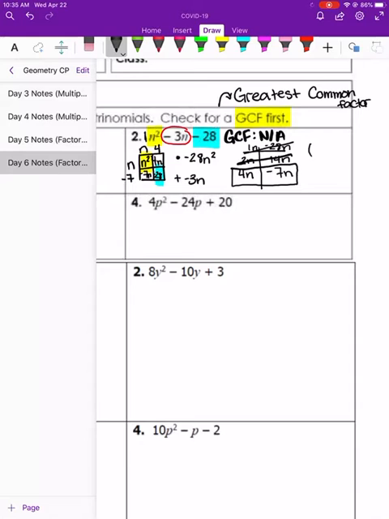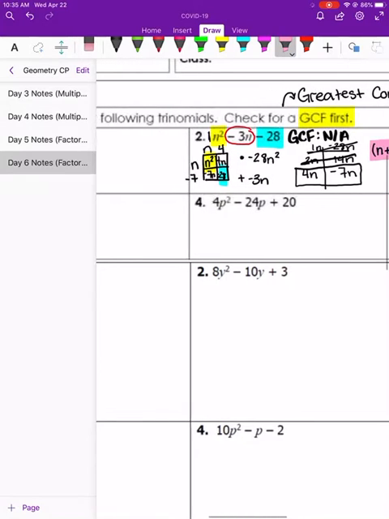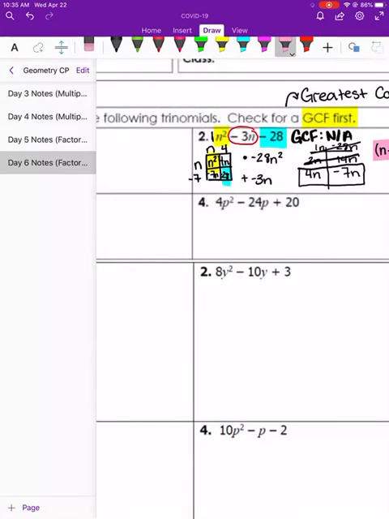So my final answer is going to be n plus 4 from up top and n minus 7 from the bottom. Okay, that's exactly what we did last time. So on to number 4.